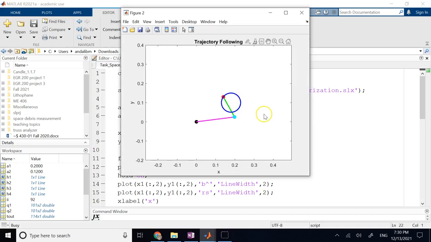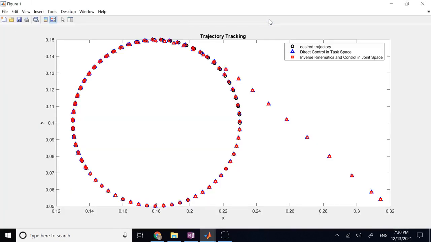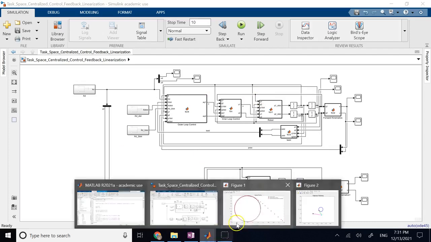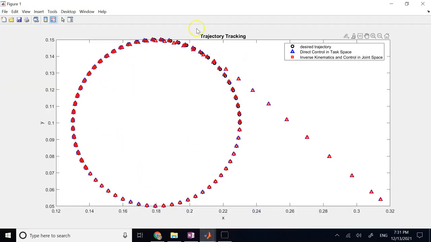So here, my end effector was here in the beginning, and you see it converged toward the circle, and now the end effector, which is the red spot, is easily following the circle, right? So you see, the robot is exactly doing its job, and this is the plot of what? The black circles are the desired trajectory, okay? The red squares are the inverse kinematics in the joint space, the one that I used inverse kinematics for, the bottom system. And the blue triangles are the one on the top, the one that I did everything directly in the task space. As you can see, they are all converging. They are all falling onto the same thing, okay?